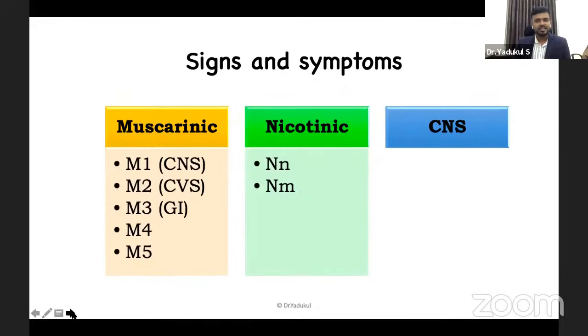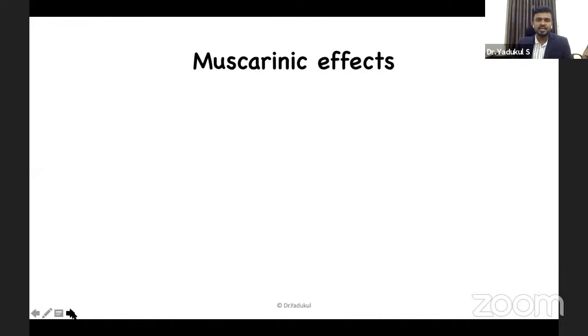And nicotinic symptoms are related to the receptors. What are the two receptors? One is NN and NM. These are basically in the skeletal muscles. And then we have CNS symptoms. Now we'll look into the symptoms as such.